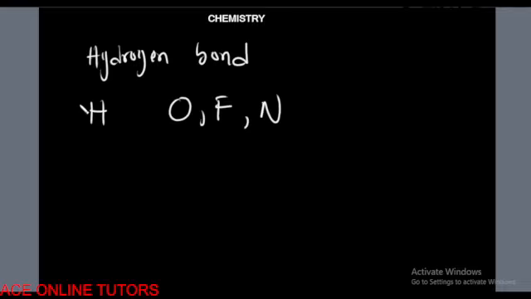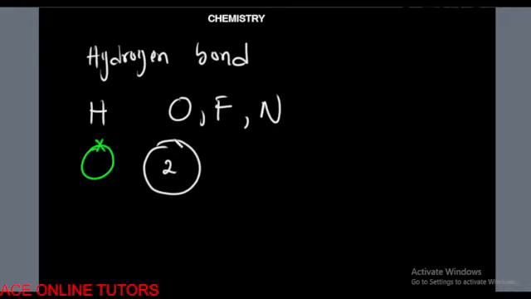Now let's see how hydrogen bond occurs. Let's assume that we want to look at the hydrogen bond between hydrogen and oxygen to form water. Now how is this going to happen? This is our hydrogen atom, which has only one electron in the first shell, and we have our oxygen atom, which has 6 electrons.